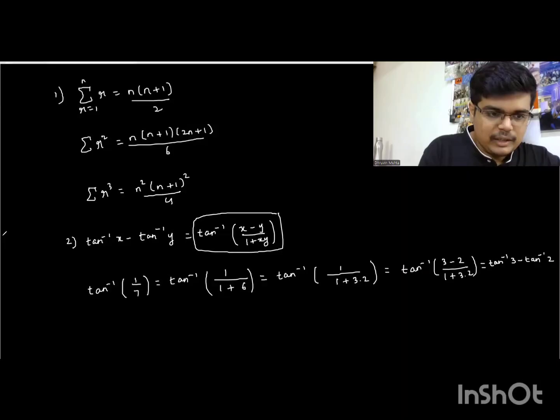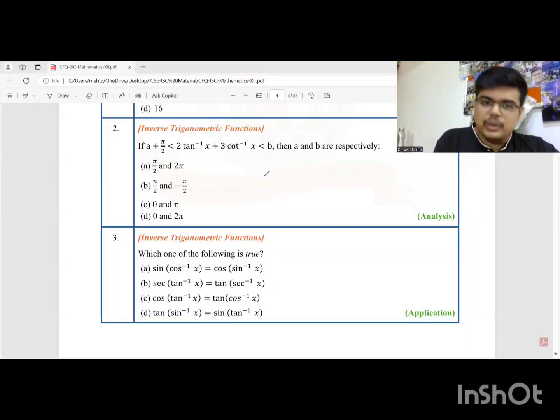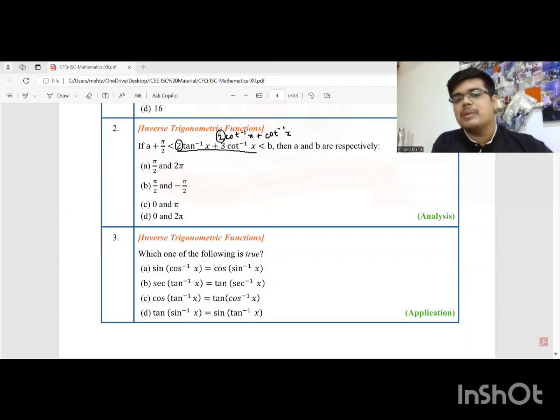So let us begin. We'll take the next question, question number 2. In this, students, we have 2 tan inverse x plus 3 cot inverse x. Now, 3 cot inverse x can be written as 2 cot inverse x plus 1 cot inverse x. We know that tan inverse plus cot inverse is pi by 2. I'm trying to use that. We can take 2 common from here. When you take 2 common in the bracket, we'll get tan inverse plus cot inverse, which is pi by 2. So 2 into pi by 2, students, will be pi.